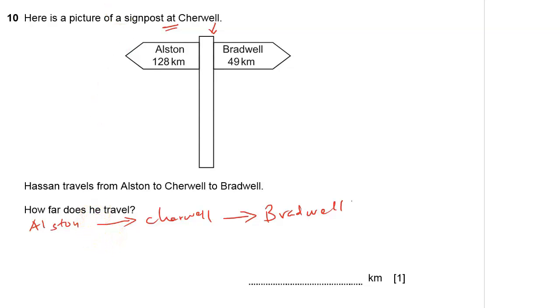Now, the distance from Chanwell to Aston is 128 kilometers. The distance right here is 128 kilometers. And the distance from Chanwell to Brandwell is around 49 km. And therefore, the distance that Hassan travels from Aston to Brandwell is the sum of these two. So 128 plus 49, this will give us 177 km. So Hassan has traveled a distance of 177 kilometers from Aston to Brandwell.